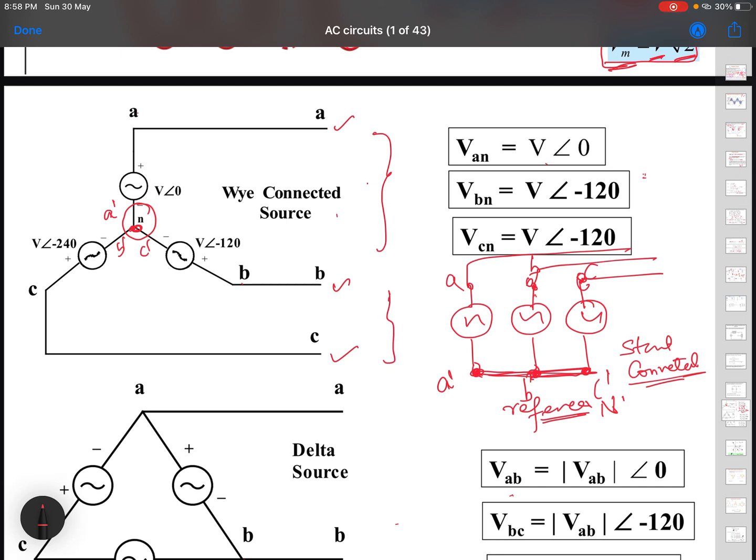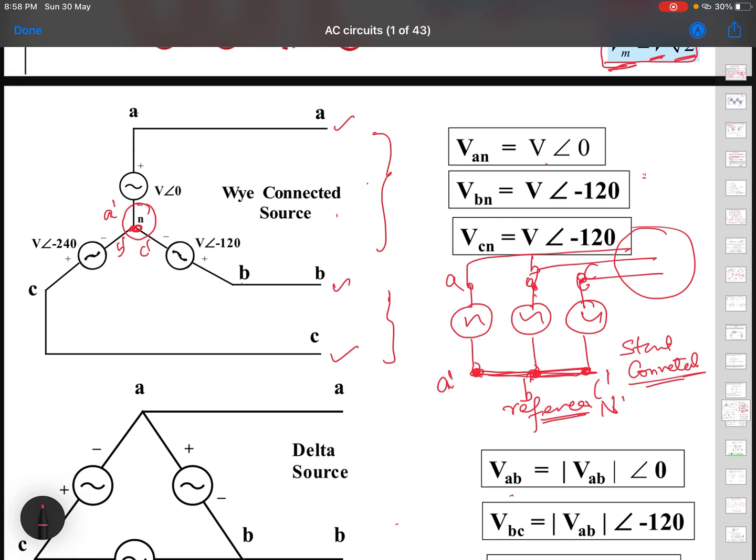There are different ways to connect, but by joining these 3 phases together and forming a reference point, we can transfer these EMFs and subsequently the power only through 3 wires, and that is a big saving.